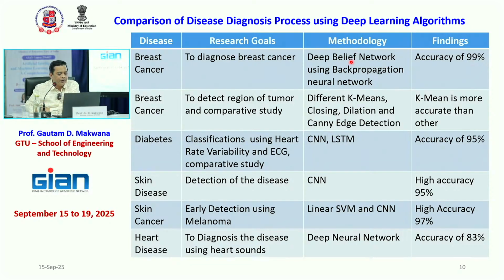Here is the type of methodology used in disease diagnosis. For breast cancer: deep belief network using backpropagation neural networks, different k-means clustering, and k-means edge detection. The k-means is more accurate than the others. CNN and LSTM give accuracy of the order of 95%. CNN gives 95% for skin disease, and for skin cancer, linear SVM and CNN give an accuracy of 97%. Heart disease accuracy in the case of a deep neural network is 83%.